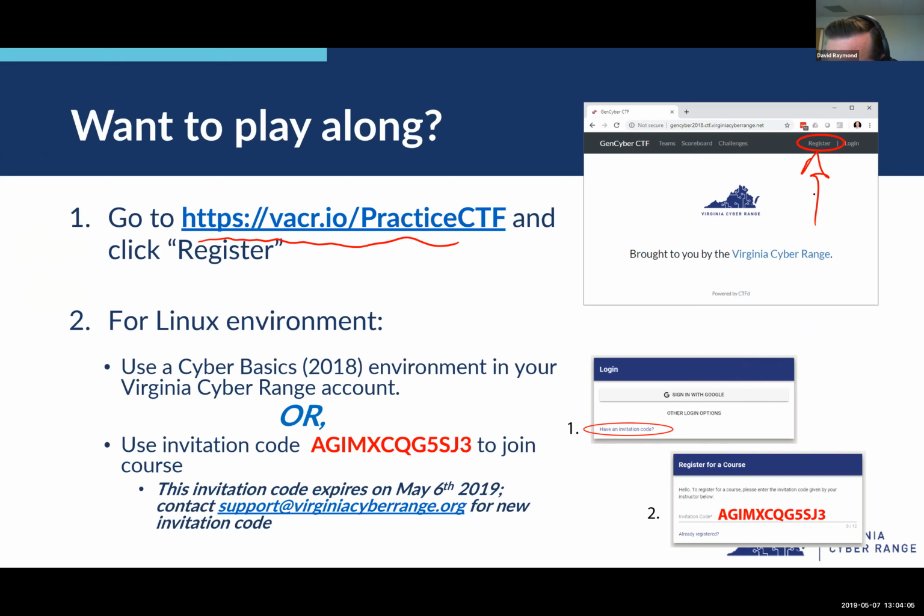If you want a cyber basics environment to play around with, and you don't have one, go to the Virginia Cyber Range exercise area. Go to console.virginiacyberrange.net, and you'll see this login page. Click the link on the lower left corner of the login pop-up that says have invitation code, and type in the invitation code that I've provided here. It'll take 10 or 15 minutes for your environment to get spun up. But once you do that, you'll have access to a cyber basics environment which has a Kali virtual machine, and that may be helpful as you look at these CTF challenges.